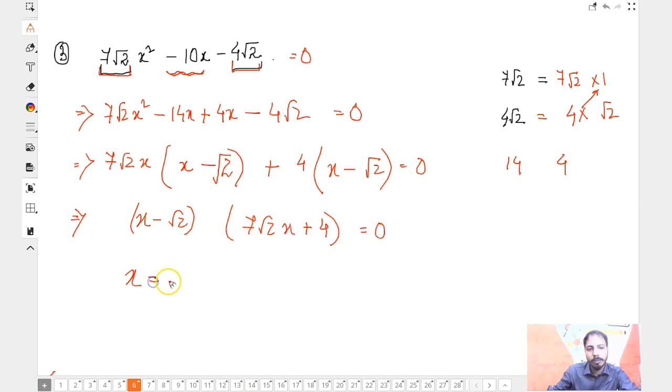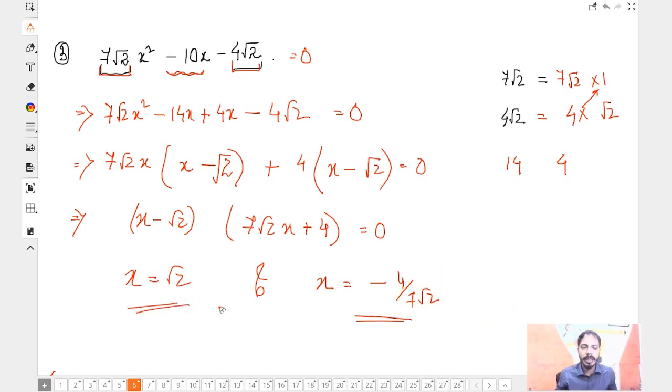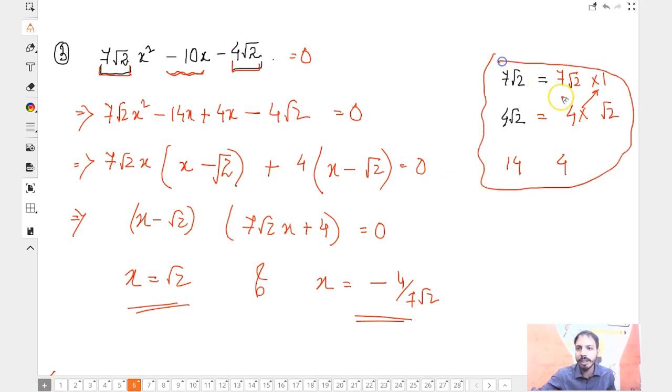So I got my two zeros, that is x is equal to root 2 and x is equal to minus 4 by 7 root 2, right? You can simplify this or you can leave it as it is. So these are the two zeros, right? So done. So by using this little bit of logic you have to put here how to split these terms so that you get two combinations which can give you this. So you need to do some hit and trial method here, and after some practice you can easily find out how to write this so that you get it.